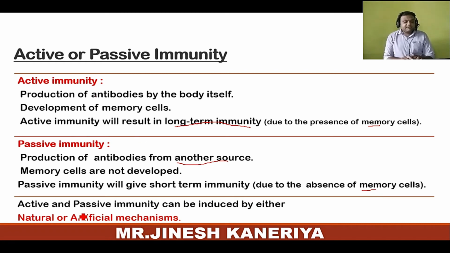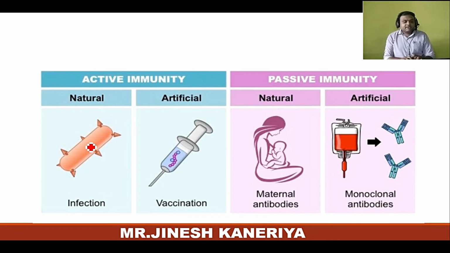Active and passive immunity can be induced by either natural or artificial mechanisms. In this figure we discuss active immunity. Active immunity can be induced by natural infection. Any kind of bacteria can induce active immunity through natural sources, via bacterial infection. In the other case, artificial immunity is induced by vaccinations.